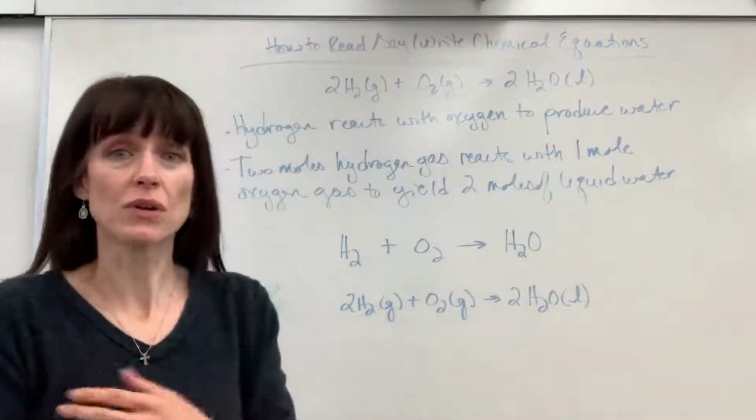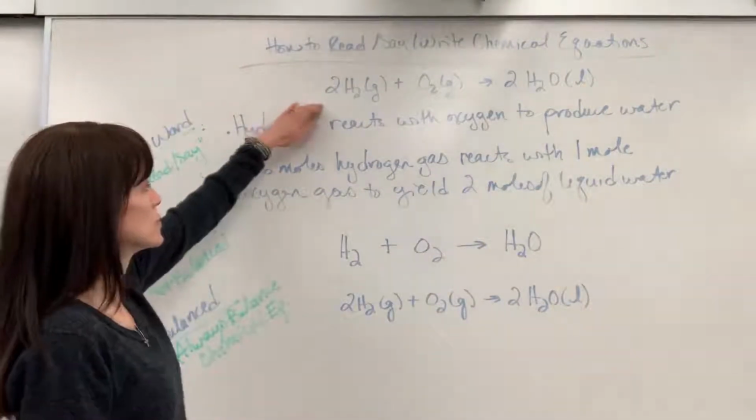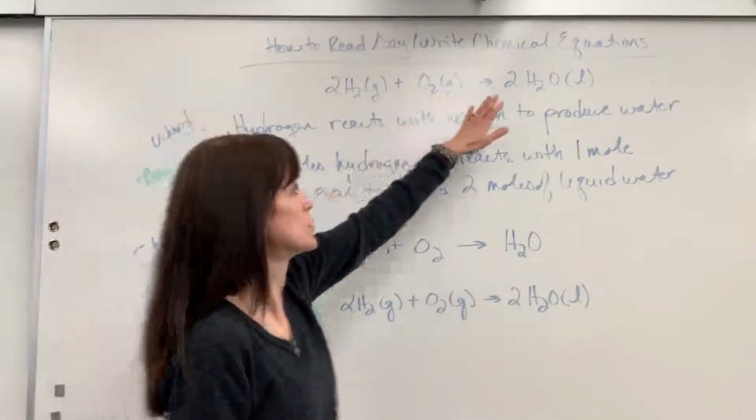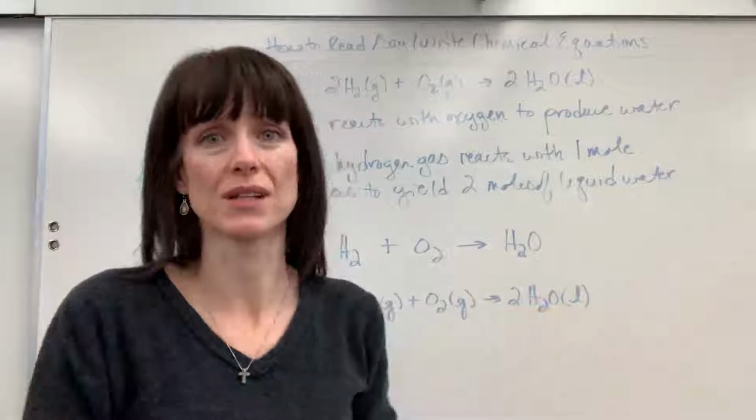Well, there's a really general way where all you do is say the chemical names. So this would be hydrogen reacts with oxygen to produce water. Okay, so just really easy, basic. Here are the reactants and the product that it produces.